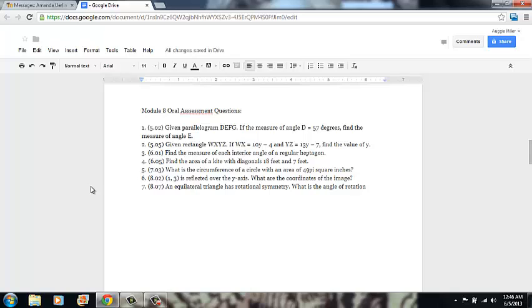Given parallelogram DEFG, if the measure of angle D is 57 degrees, find the measure of angle E. In a parallelogram, the adjacent angles are supplementary, meaning they'll add up to 180 degrees. So to find that, just 180 minus 57, which is 123. So the measure of angle E would be 123.